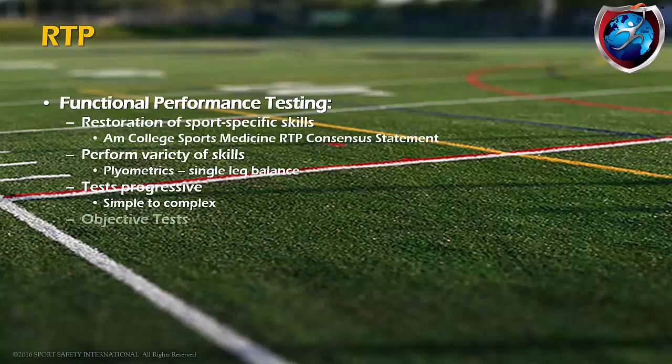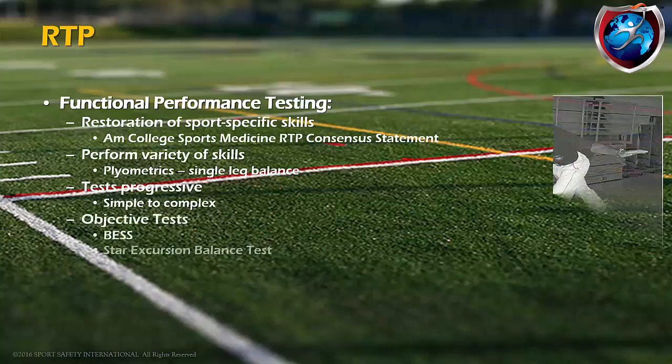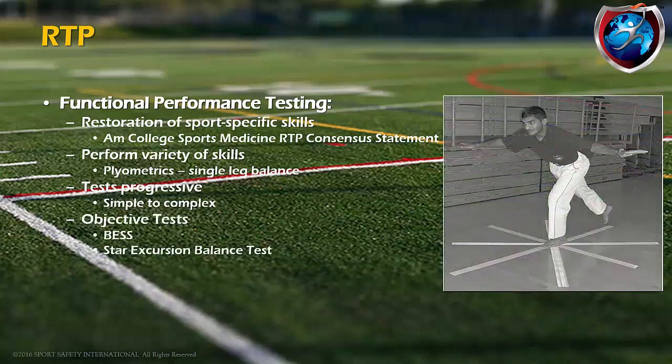Single leg balance, single toe raises to single leg hop test, or the STAR excursion balance test are all examples of functional tests that can be utilized for the ankle. All can be done without advanced laboratory or clinical equipment. Ideally, functional testing is conducted prior to injury and results are utilized for post-injury comparison.